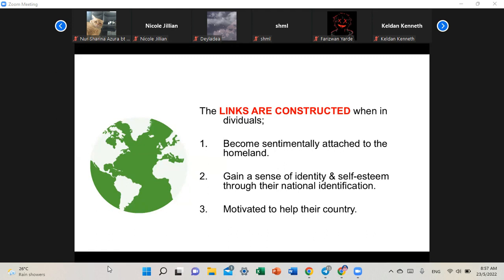The links are constructed when individuals, in three different contexts, become sentimentally attached to the homeland, gain a sense of identity and self-esteem through their national identification, and are motivated to help their country. That's why a lot of scholars view this stateless group as a time bomb, because they do not have an identity. That makes them a vulnerable group, and at the same time a dangerous threat to the country's sovereignty. For the legal citizen, they already have this sense of belongingness and identity, how they identify themselves as Malaysian. But for the stateless group, they are still in the air, not knowing who they identify with, whom their loyalty should be to.